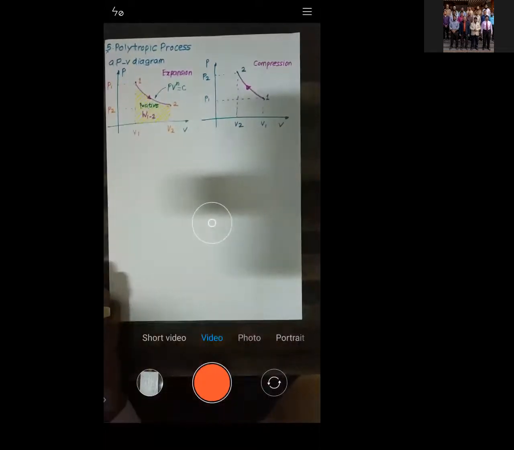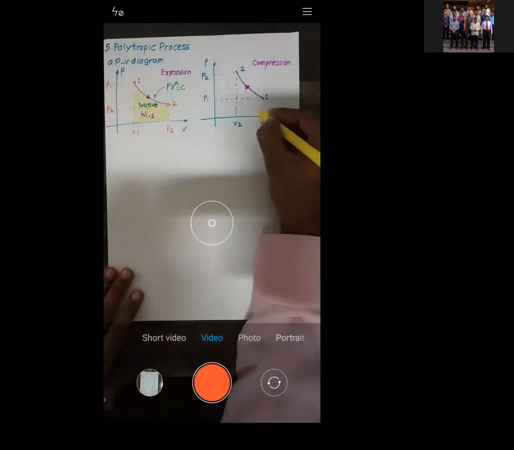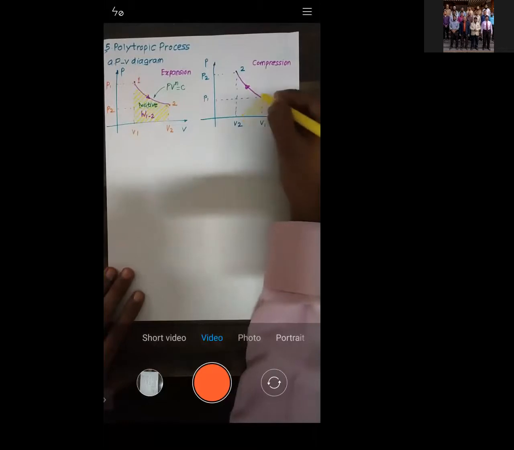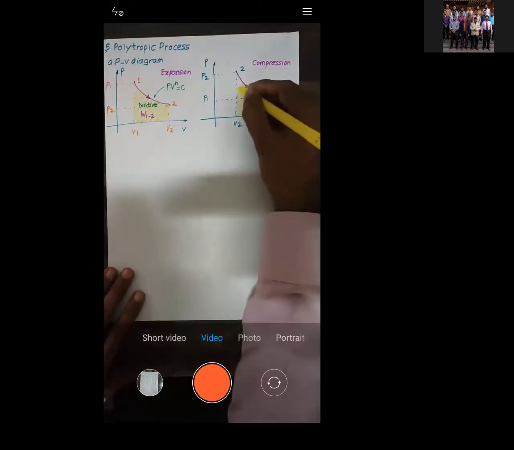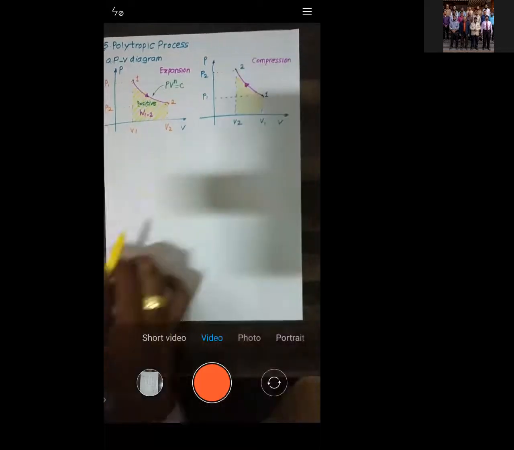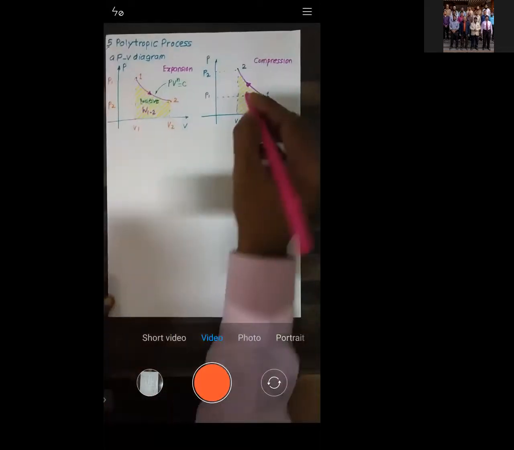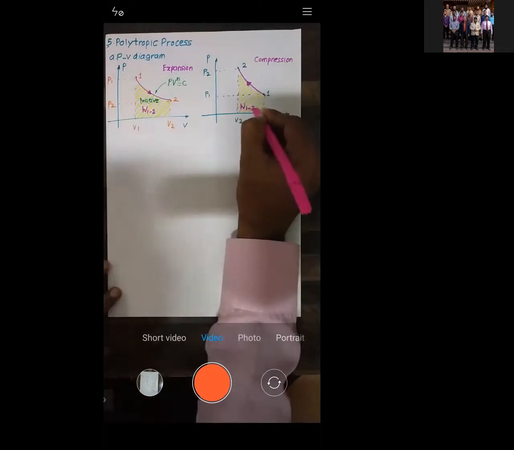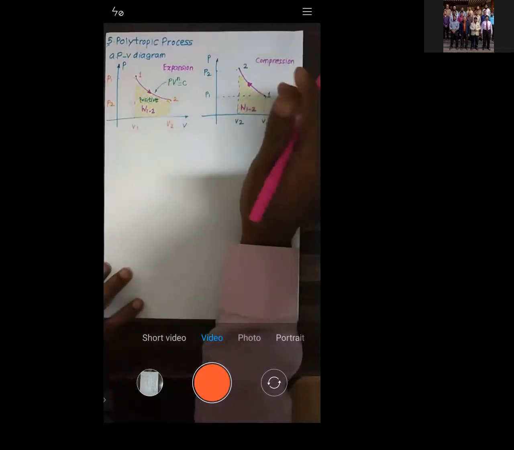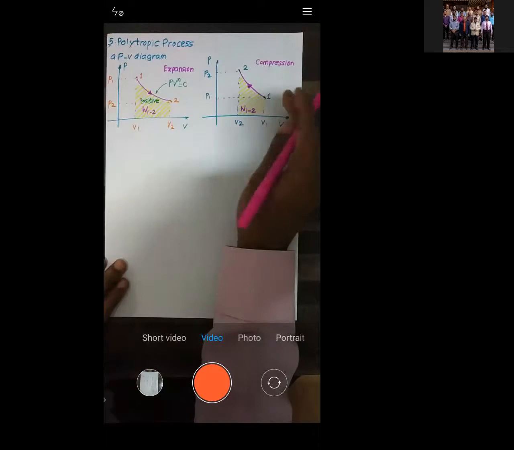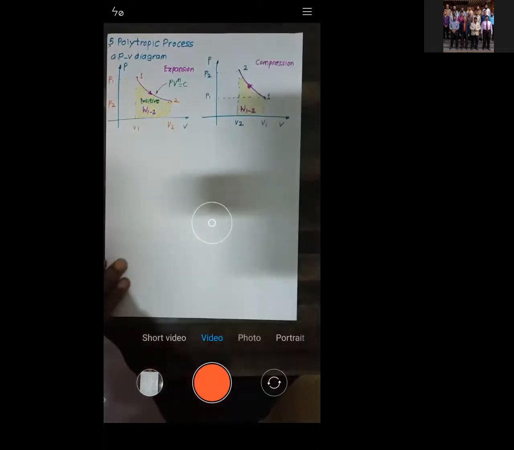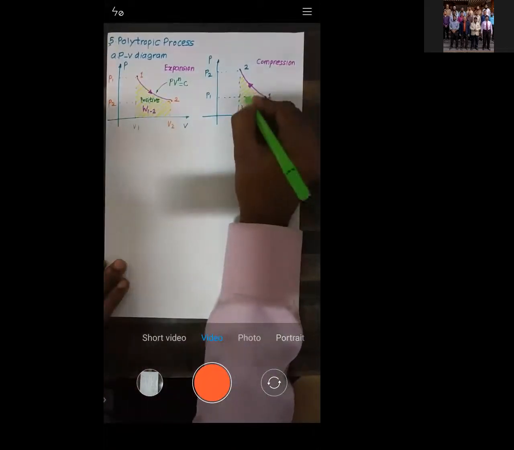Okay, so if you calculate the area below the process, obviously this area below the process will give you the work required for the compression, right? Whenever there is compression, the work will be consumed. So in such a case, we need to take the value of work as negative.